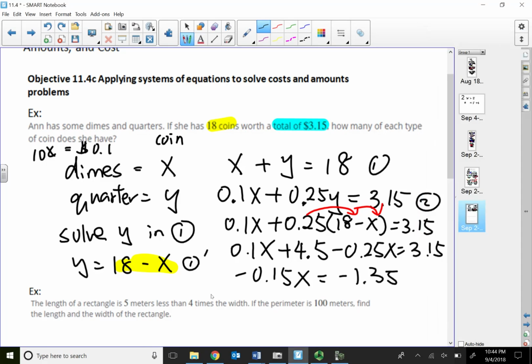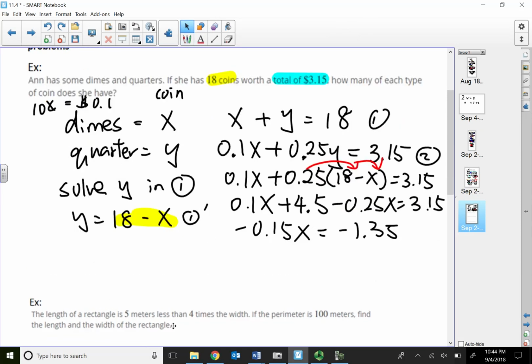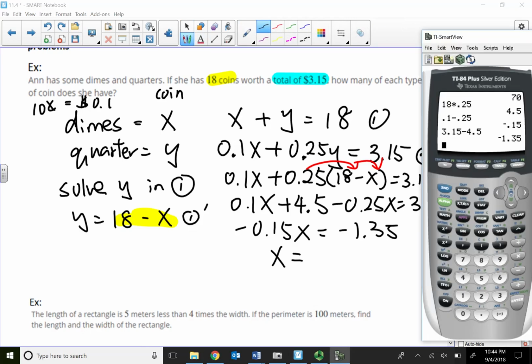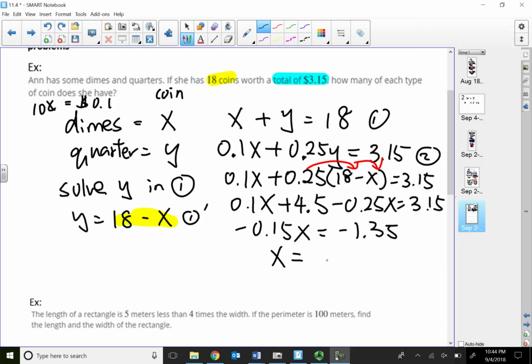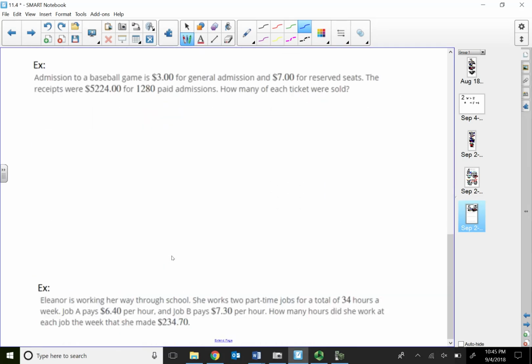Divide both sides by negative 0.15. Let's see what I get. Divided by negative 0.15, my answer is 9. So that means I have 9 dimes. 18 minus 9 gives me y, which is also 9. So I have 9 dimes and 9 quarters. Let's try another one.